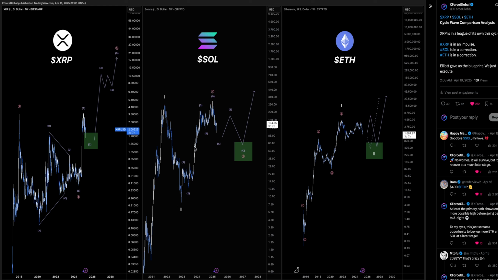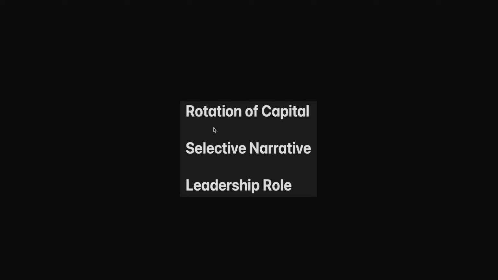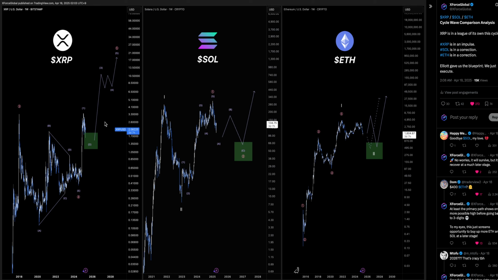When a coin leads with impulsive structures while other coins are lagging, it means a few things here, and there are 3 main points I've narrowed it down to. The first is the rotation of capital. While Ethereum and Solana correct, capital could be in an obvious distribution towards coins that show strength like XRP to help continue that 5-wave move. So rotation of capital could be coming back into XRP.